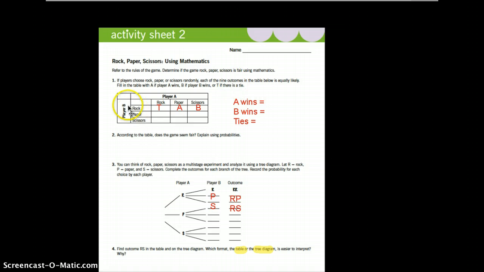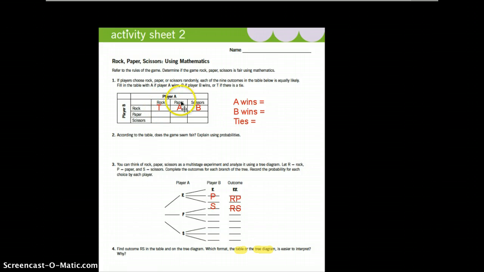What you do is player B has rock, paper, scissors, and player A also has rock, paper, scissors as their choices. If player B throws a rock and player A throws a rock, not literally throwing it, but in the game, there would be a tie. So the winner would be a tie.